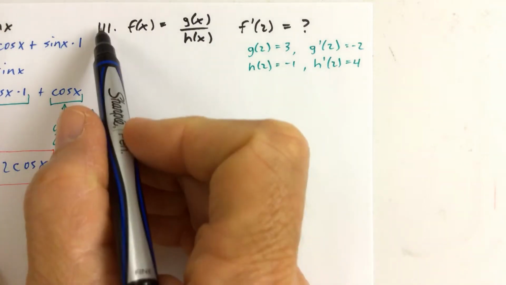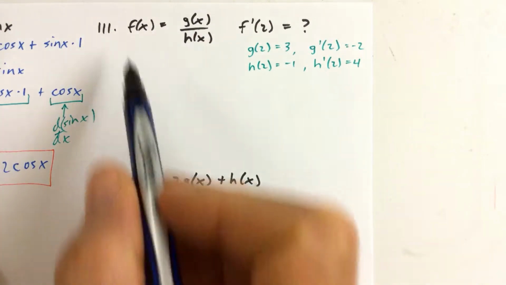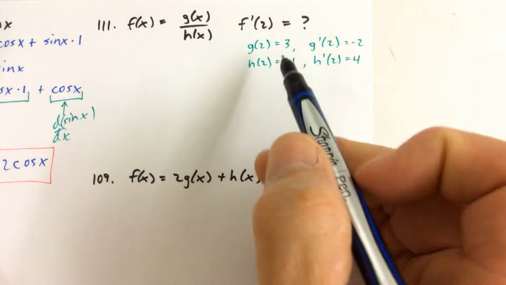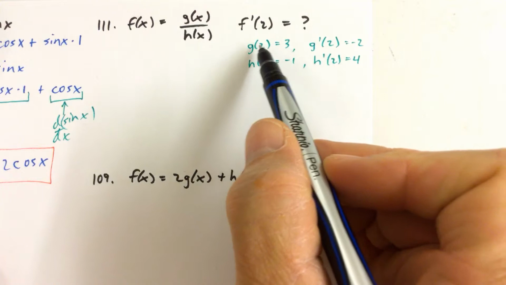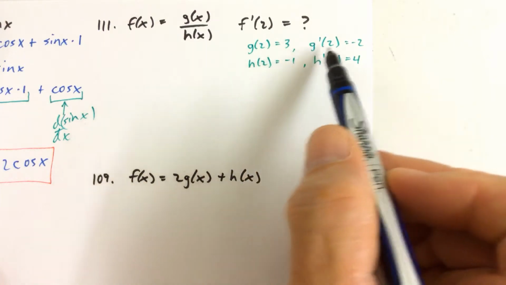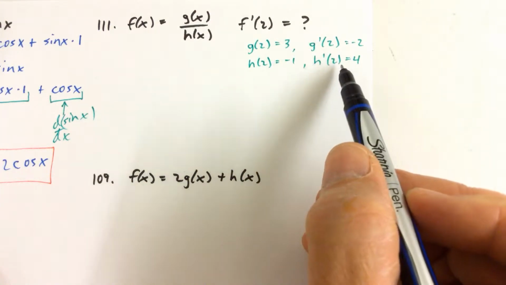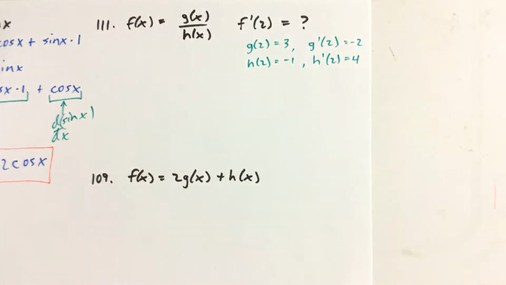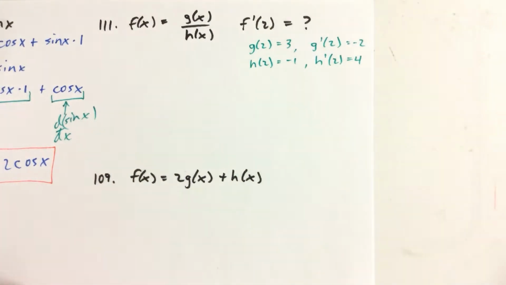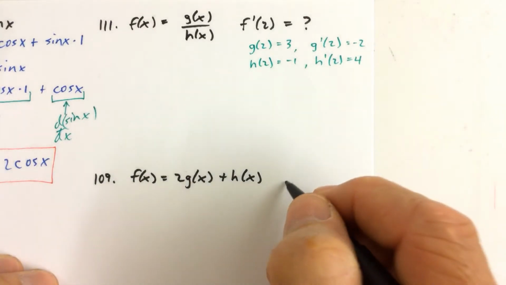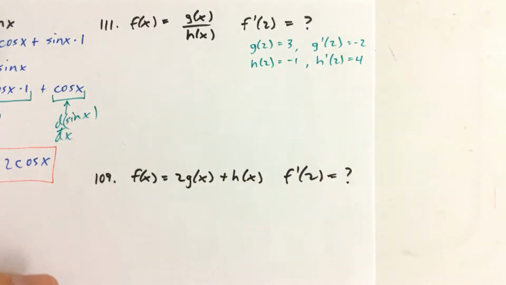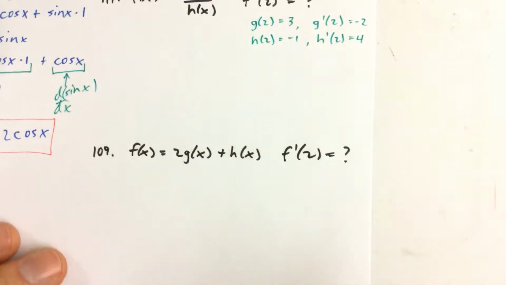I forgot to write number 109 first, but anyway, we have 109 and 111 that are based on the same information that we're given. Initially, we're given g of 2, h of 2, g prime of 2, and h prime of 2. That's what these values are. And it looks like we're trying to find f prime of 2 for both of these.